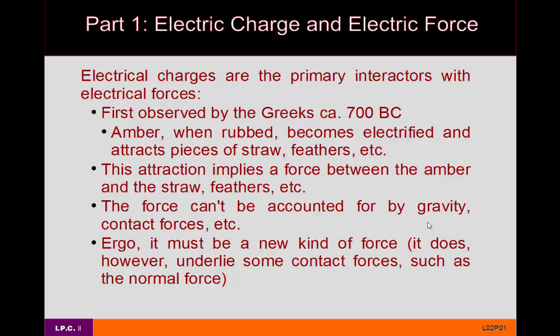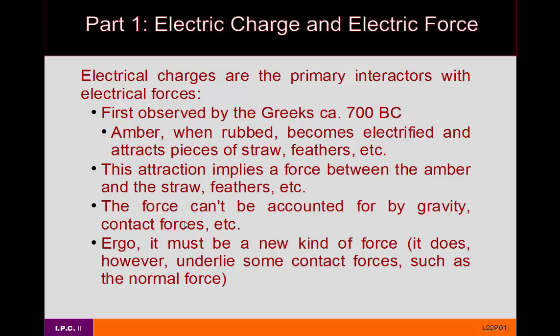You can do this simply by going back and using Newton's law of universal gravitation and seeing just how weak the gravitational force between the piece of amber and a piece of straw is compared to, say, the gravitational force between the piece of straw and the earth. You can pick up the piece of straw with this piece of amber, even though the force of attraction between the straw and the earth is much greater than the force of attraction due to gravity of the piece of amber and the piece of straw.